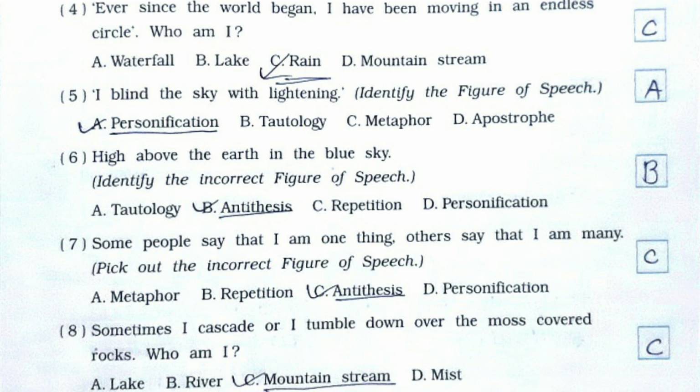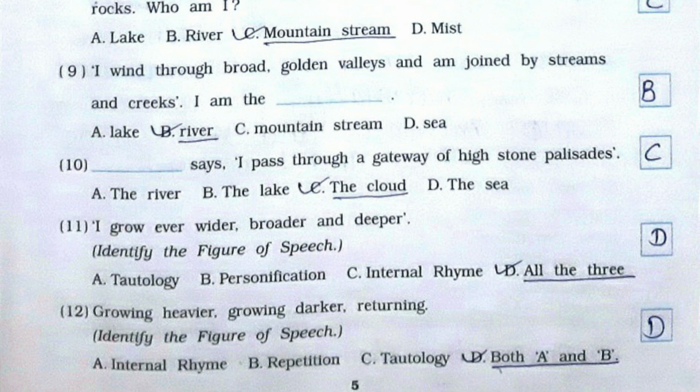Seventh, some people say that I am one thing, others say that I am many. Pick out the incorrect figure of speech. It's option number C, antithesis. Eighth one, sometimes I cascade or I tumble down over the moss covered rocks. Who am I? It is option number C, mountain stream. Ninth, I went through broad golden valleys and am joined by streams and creeks. I am the river. It's option number B.